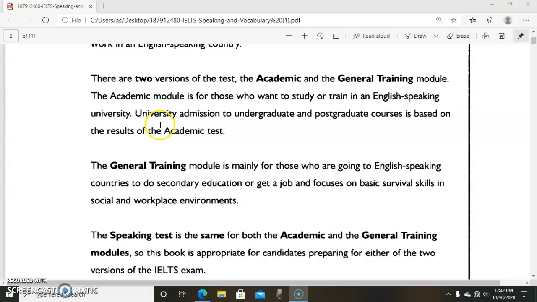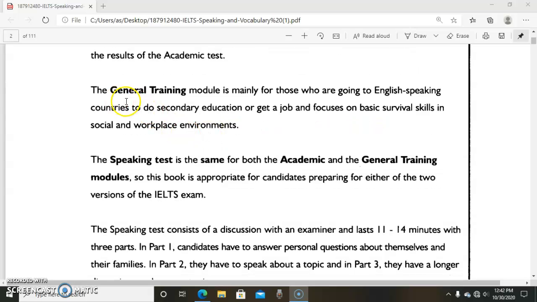All right? So there are two versions of the test. You should remember the academic and the general test module. The academic module is for those who want to study or train in an English-speaking university. University admission to undergraduate or postgraduate courses is based on the results of the academic test.